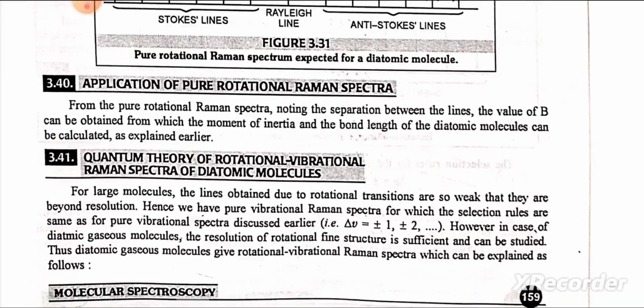Quantum theory of rotational vibrational Raman spectra of diatomic molecules. For large molecules, the lines obtained due to rotational transitions are so weak that they are beyond resolution. Hence, we have pure vibrational Raman spectra, for which the selection rules are the same as for pure vibrational spectra discussed earlier, that is, Δν equal to ±1, ±2 and so on. However, in case of diatomic gaseous molecules, the resolution of rotational line structure is sufficient and can be studied. Thus, diatomic gaseous molecules give rotational vibrational Raman spectra, which can be explained as follows.